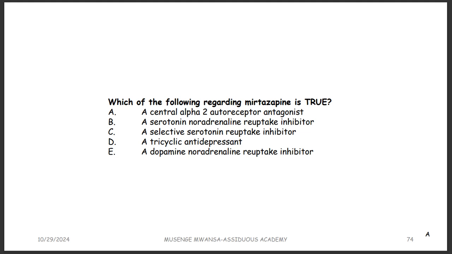Which of the following regarding mirtazapine is true? Remember, I said don't forget about mirtazapine. Take note of these two, mirtazapine and mianserin, those two. Let's hope I've pronounced the other one well. A, a central alpha 2 autoreceptor antagonist. B, a serotonin norepinephrine reuptake inhibitor. C, a selective serotonin reuptake inhibitor. D, a tricyclic antidepressant, dopamine noradrenaline reuptake inhibitor. Which one can we pick? Anyone?